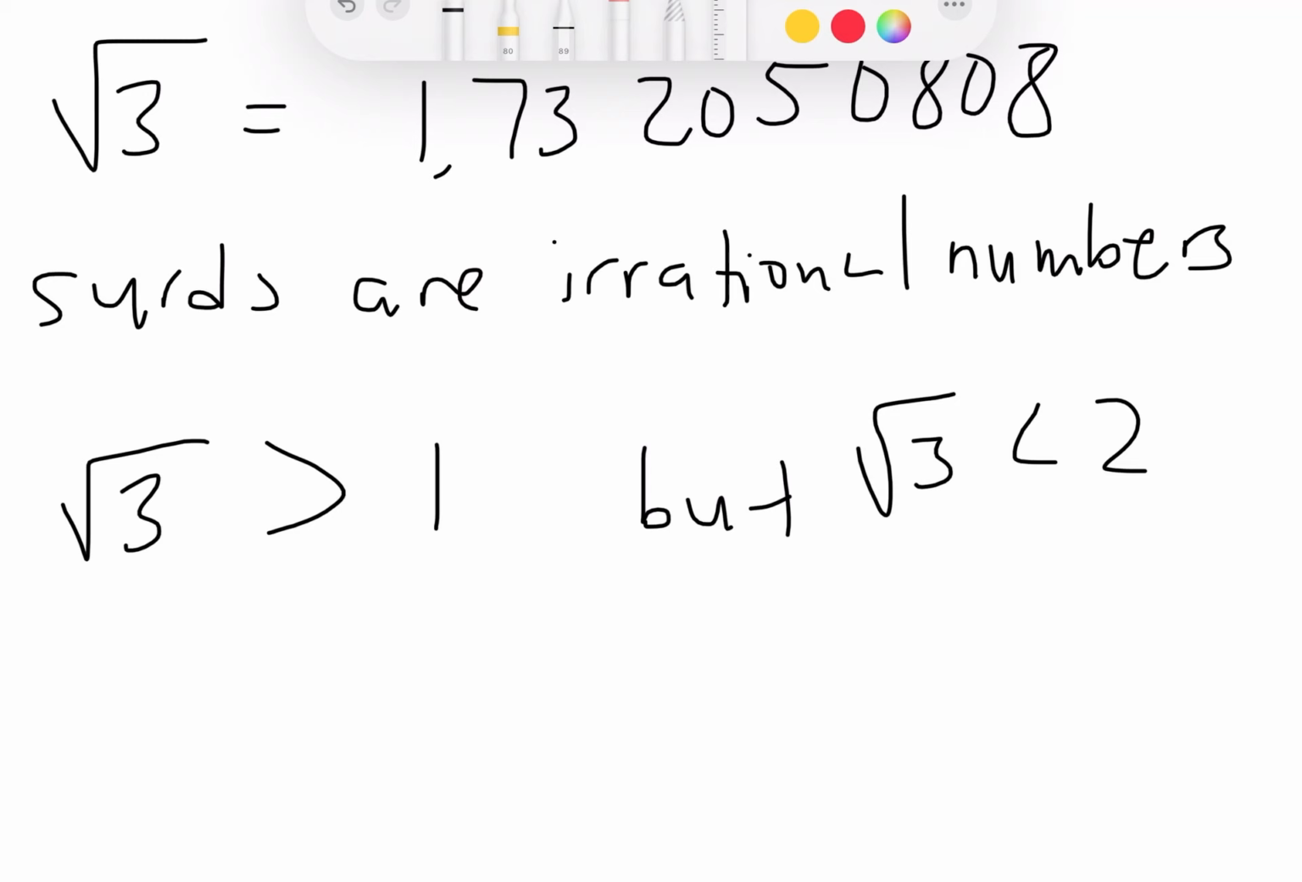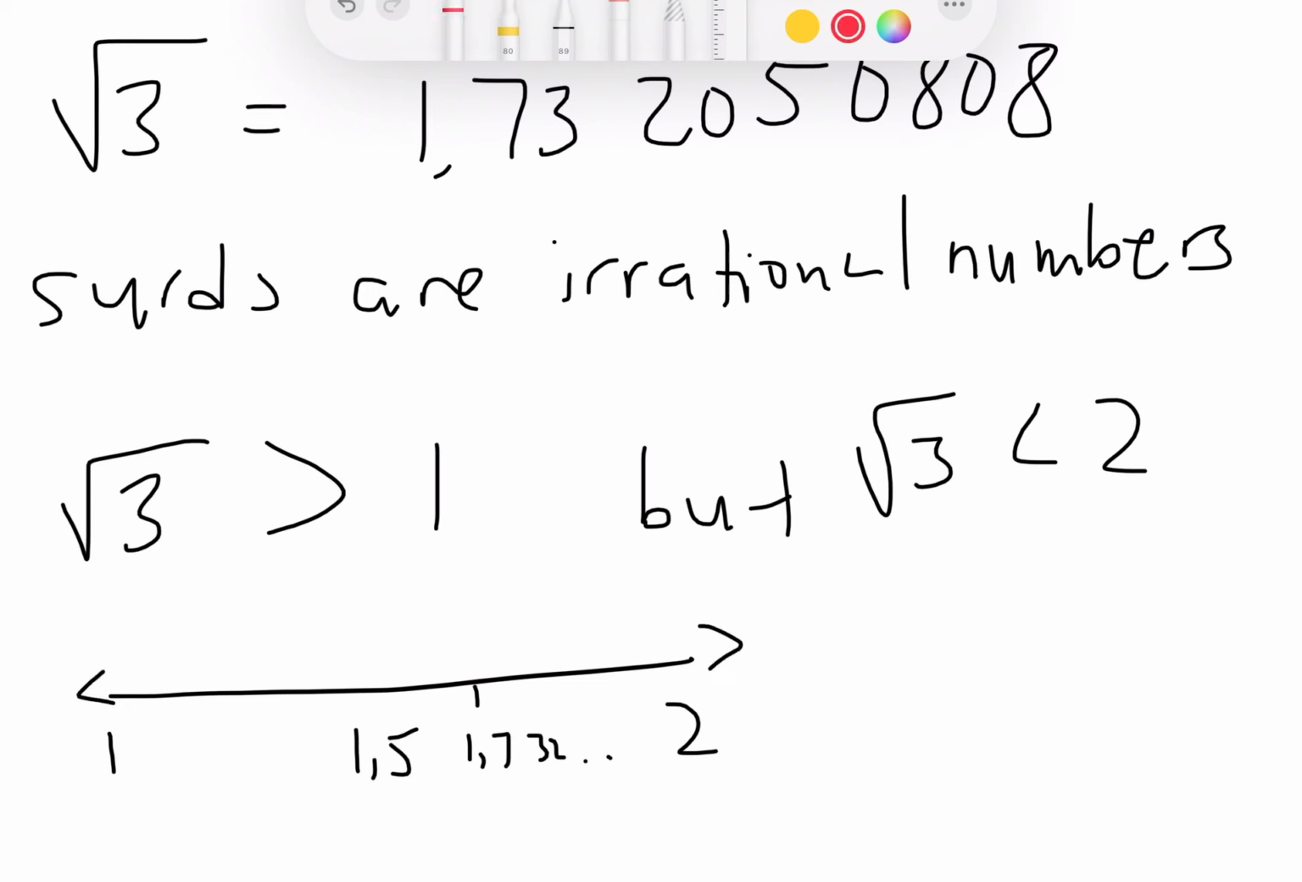So if this was a number line, you would have 1 here, 1.5 here, and then 2 here. Then somewhere in here you'd find your 1.7320. So we want to find between which two integers. The integers in this number line would be the 2 here and the 1 here. So we want to find a way in which we can find between which two integers a surd lies.